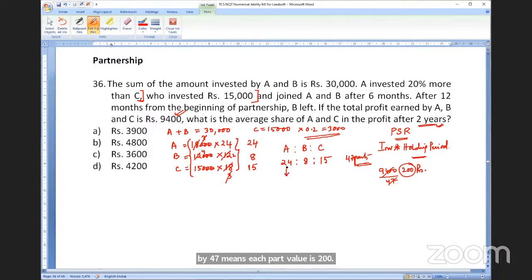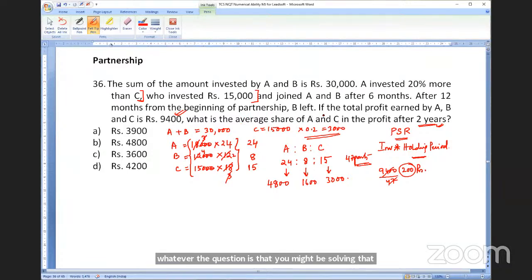So A should get 24 into 200, that is 4800. B should get 8 into 200, that is 1600. And C should get 15 into 200, that is 3000. I have just calculated for each one. I don't know what the question is. Let's read the question, and accordingly, whatever the question asks, you solve that part only.